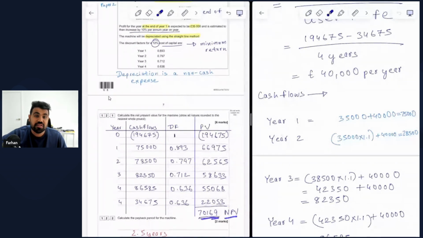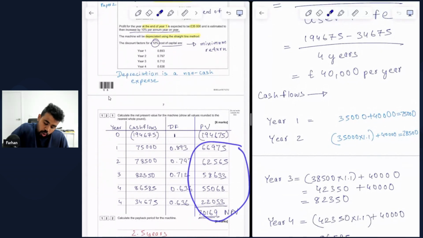the net present value. And why is this the net present value? Because we are taking all the future cash flows starting from year one to year four and also subtracting the initial investment in year zero. That's why we are getting a net present value of 70,169 in this case.